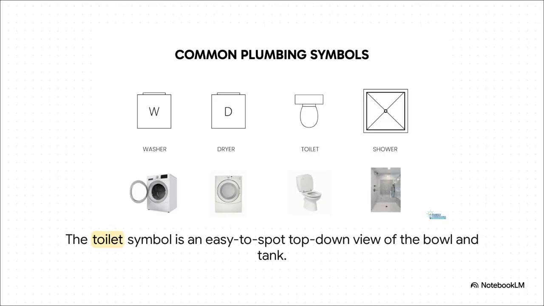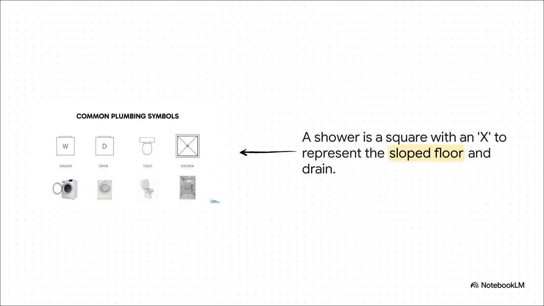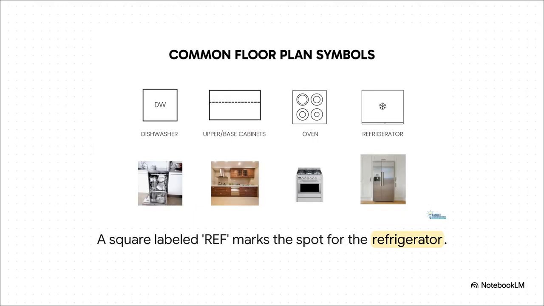This one might be the easiest symbol of them all to spot. It's literally a top-down view of a toilet. You can clearly see the oval for the bowl and the rectangle behind it for the tank. No way you can miss that. And for a shower, you're going to look for a square or a rectangle with a big X going through it, corner to corner. Now that X isn't just for decoration. It actually represents the slope of the floor heading towards the central drain. Kinda cool, right?